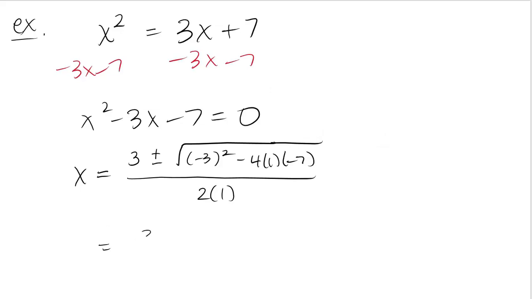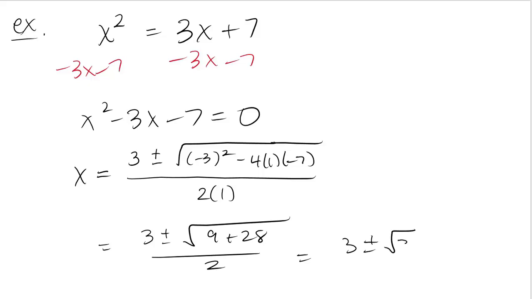So I simplify and I get 3 plus or minus the square root of 9 plus 28, all divided by 2. Which is 3 plus or minus the square root of 37 over 2. The square root of 37 doesn't simplify in any way because 37 is prime, and so I wouldn't take this any further. There are two solutions there. There's 3 plus the square root of 37 over 2, and there's 3 minus the square root of 37 over 2.